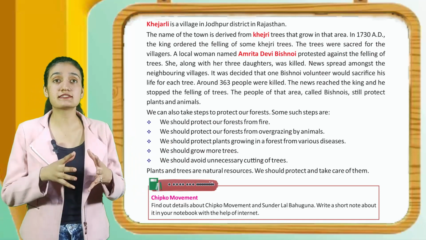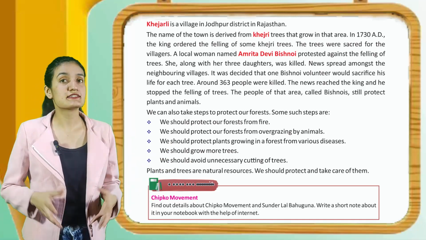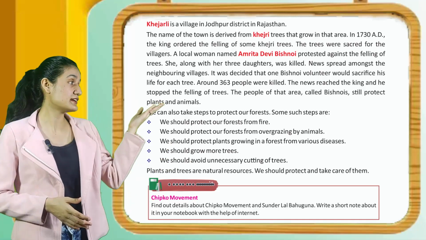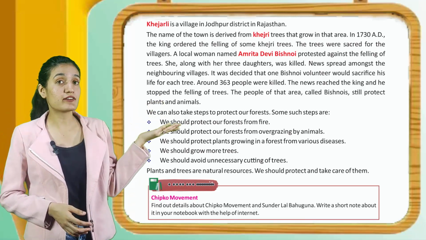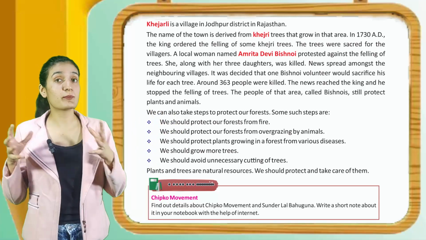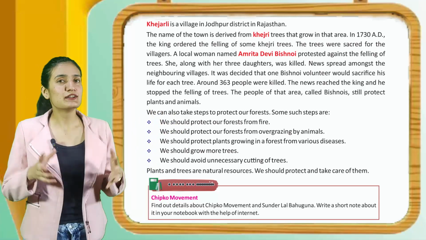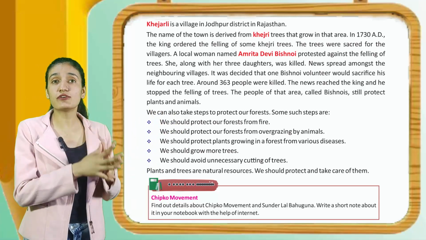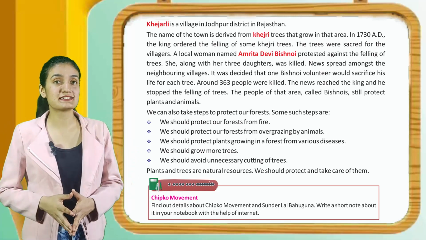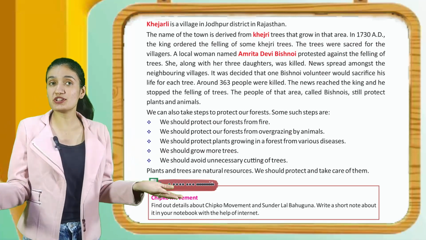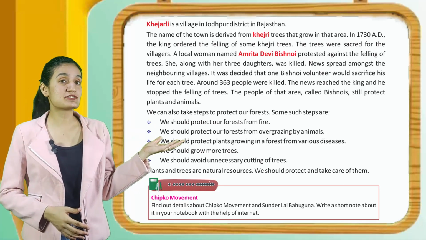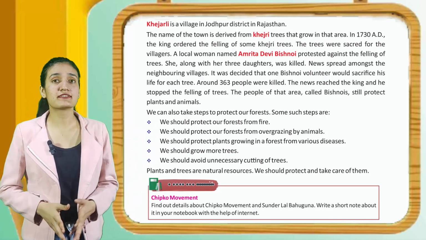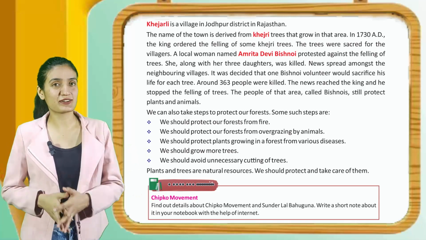We can also take steps to protect our forest. Here are the various steps. We should protect our forest from fire. We should protect our forest from overgrazing by animals. We should protect plants growing in a forest from various diseases. We should grow more trees. We should avoid unnecessary cutting of trees. Plants and trees are natural resources. We should protect and take care of them.